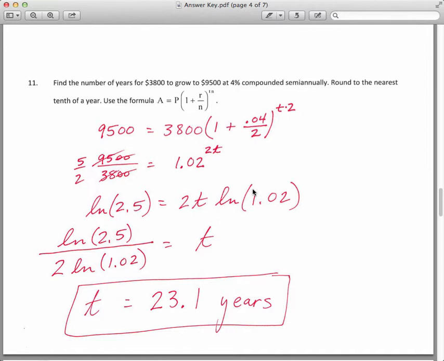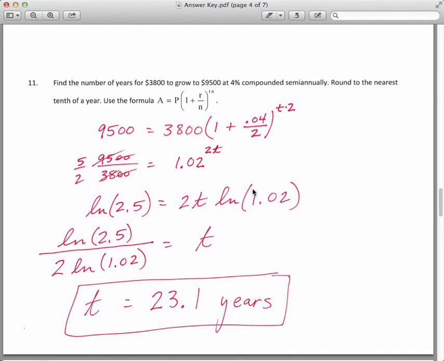The P stands for the present value amount, which is 3,800. The A stands for the future value amount, which is 9,500. R stands for the interest rate, and that is our 4% in this particular problem, but we need to change that to a decimal. So in order to change 4% into a decimal, we move the decimal point 2 places to the left and get 0.04. T stands for time, and that's what we're trying to find here.